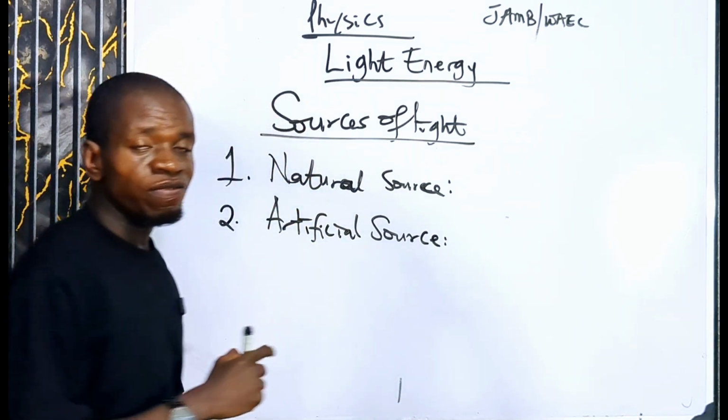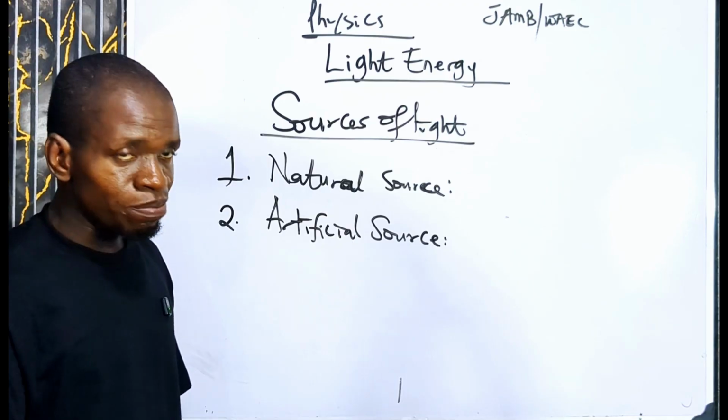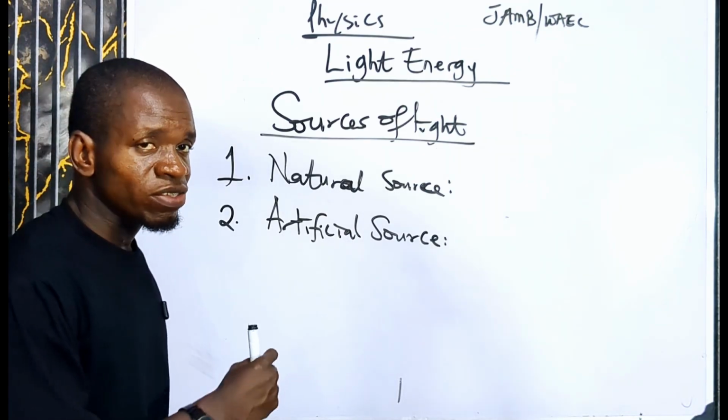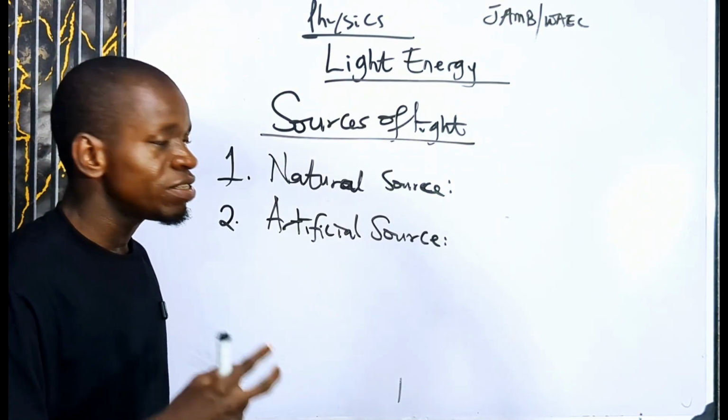Now, the natural source of light is just the one that is made by nature. It is not man-made. And this natural source of light includes the following. So remember what I just said. I said that natural source of light is the one that is made by what?